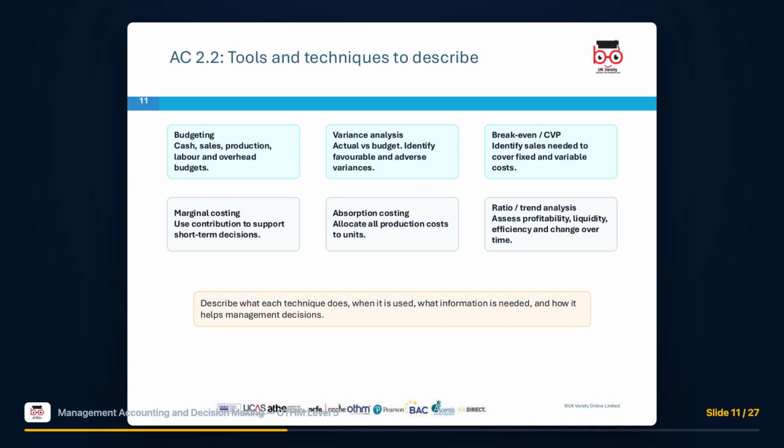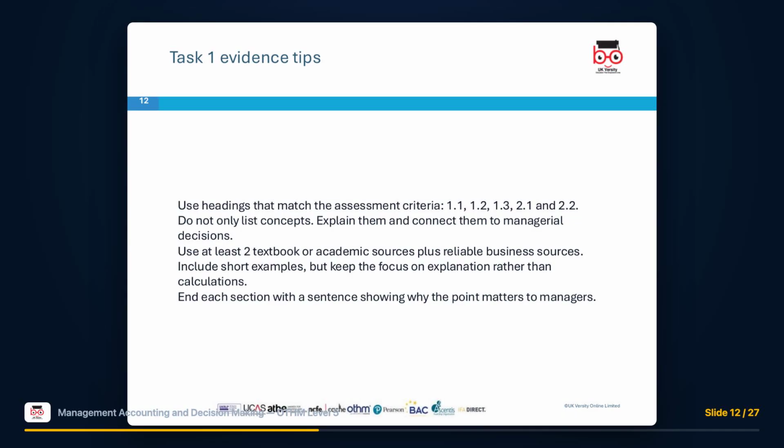For 2.2, describe the tools and techniques: budgeting for cash, sales, production and overheads, variance analysis of actual against budget, break-even and cost volume profit, ratio and trend analysis of profitability, liquidity and efficiency, marginal costing using contribution for short-term decisions, and absorption costing, allocating all production costs to units. For each, describe what it does, when it's used, what information it needs, and how it helps management decisions.